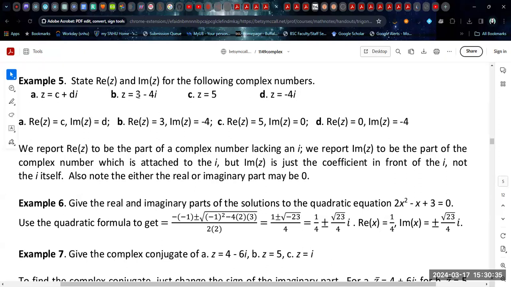Here, the real part is 3. The imaginary part is -4. Here, the real part is 5. The imaginary part is 0 because there is no plus i on this number. And when you have pure imaginary numbers, the real part is 0. And the imaginary part is, again, just the coefficient of i.